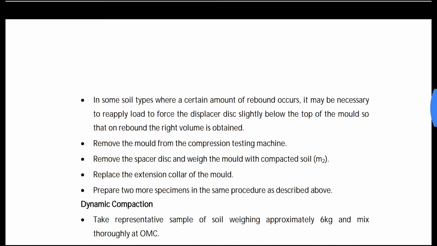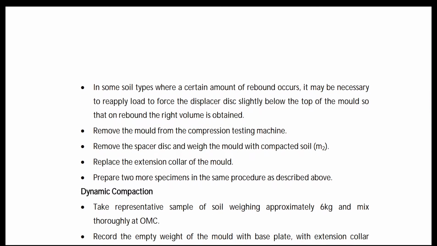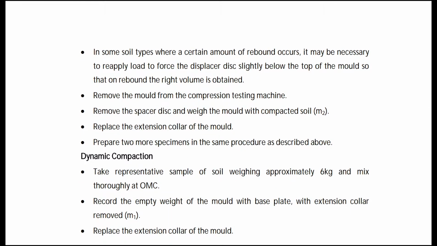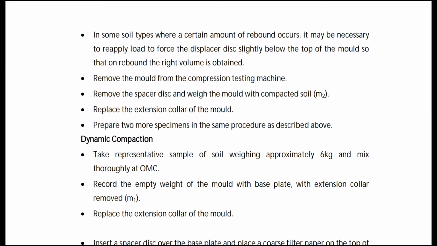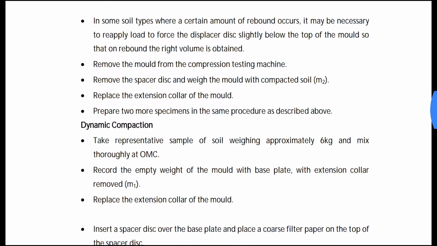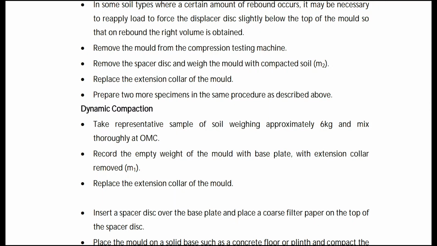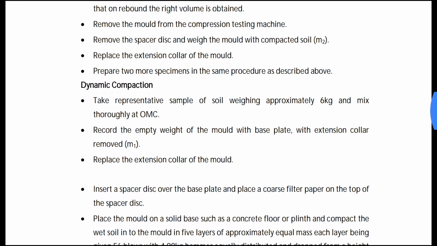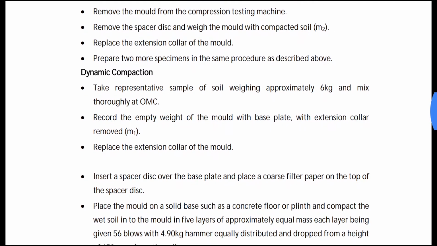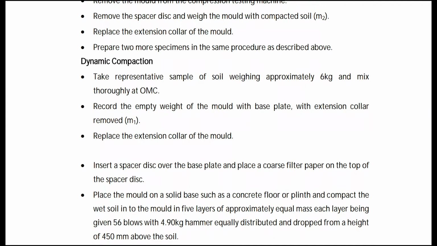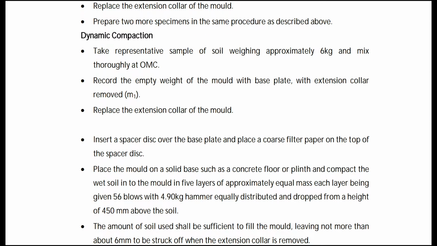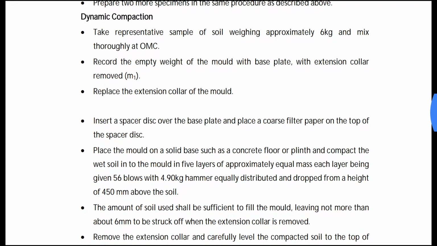In some soil types where a certain amount of rebound occurs, it may be necessary to reapply load to force the spacer disc slightly below the top of the mold so that on rebound the right volume is obtained. Remove the mold from the compression testing machine. Remove the spacer disc and weigh the mold with compacted soil, M2. Replace the extension collar of the mold. Prepare 2 or more specimens by the same procedure as described above.